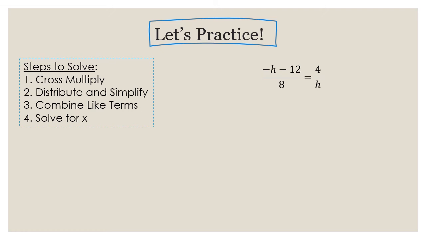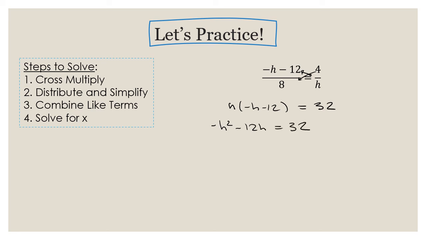Alright, this is our last example, and on this one we are going to have to solve a quadratic equation. So let's go ahead and do it. Cross multiply here. H times negative h minus 12 equals 8 times 4 is going to give me 32. Step 2, distribute. H times negative h is negative h squared. H times negative 12 is negative 12h, and that's going to equal 32.